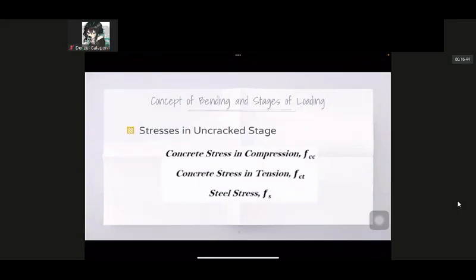So we have your concrete stress in compression. Let's call it F sub CC. Also the concrete stress in tension, or let's call it F sub CT. And your steel stress, or F sub S. So ito yung gagamitin nating names for the stresses in your uncracked stage.